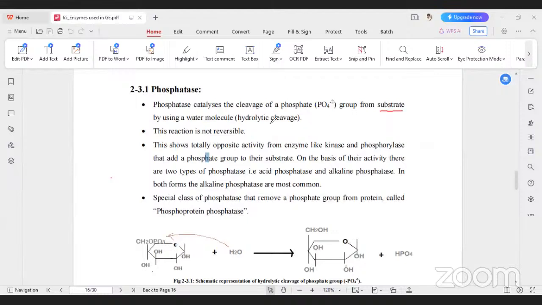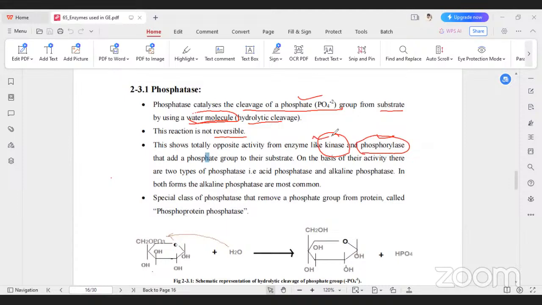It cleaves the phosphate group from the substrate using a water molecule. That is called hydrolytic cleavage, also hydrolysis. It is not reversible. After separating a phosphate group, it never joins back. So this is the total opposite of kinase enzyme activity; the phosphatase reaction is the opposite of kinase and phosphorylase. What happens here? Phosphatase cleaves the phosphate group from the substrate by using a water molecule.